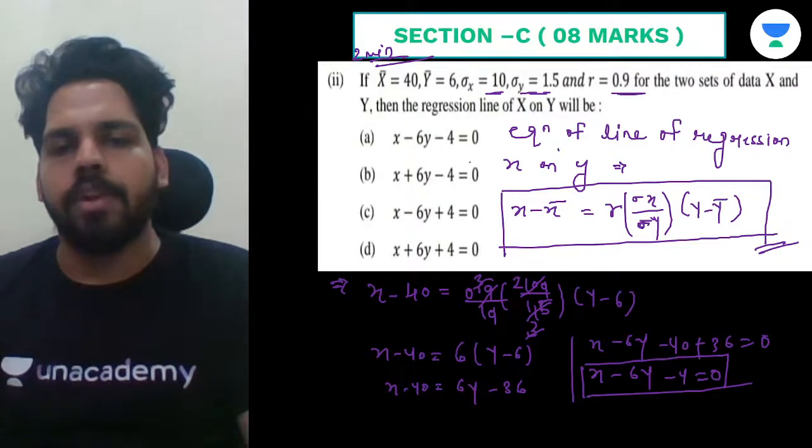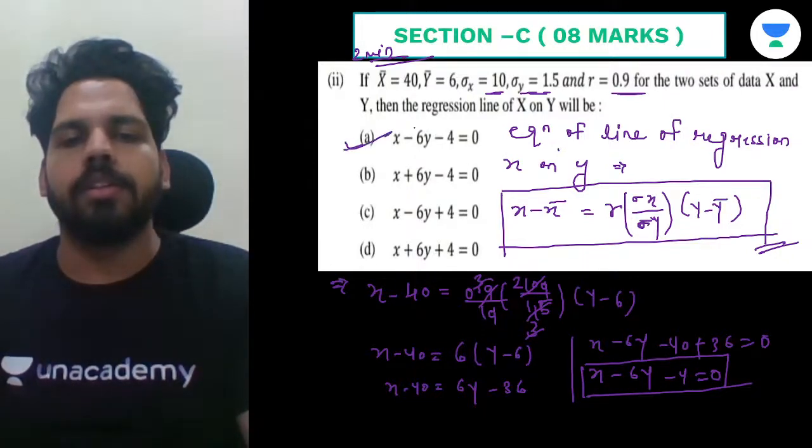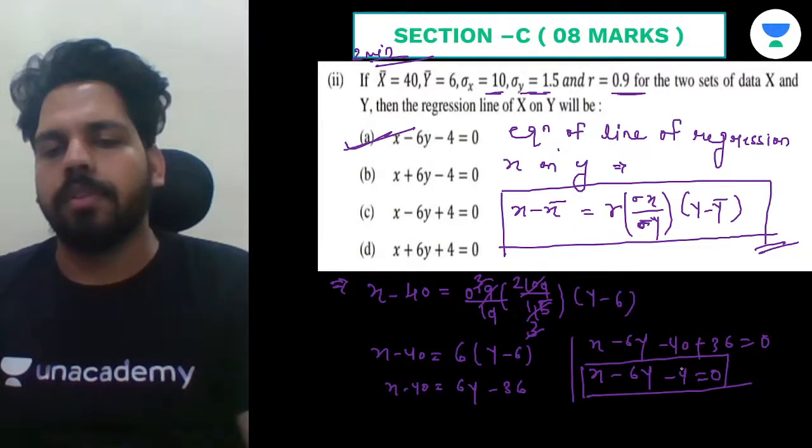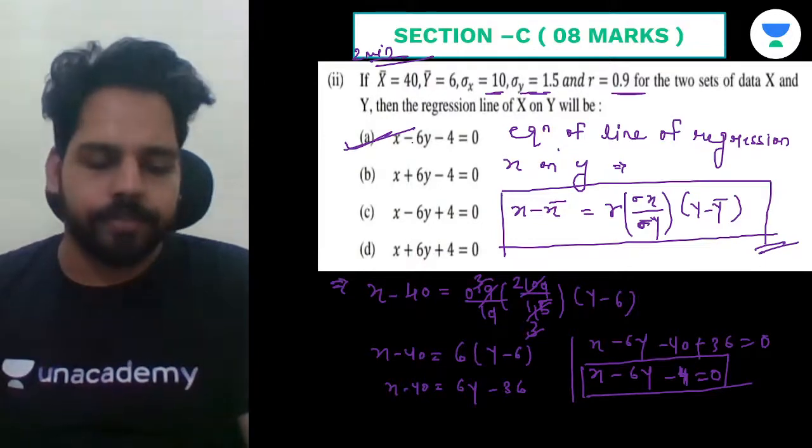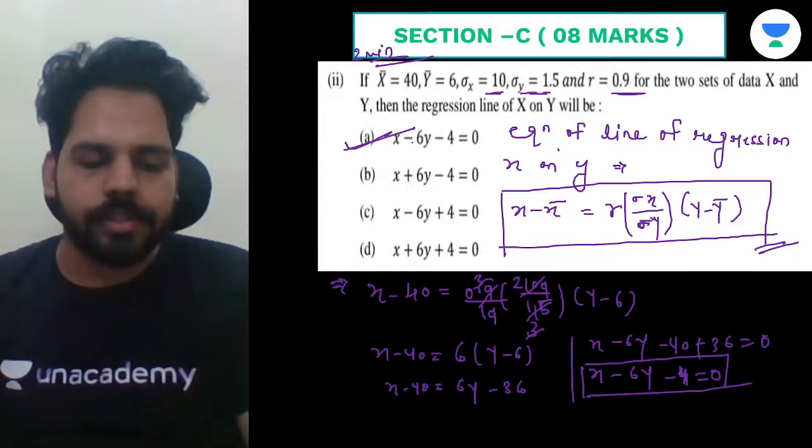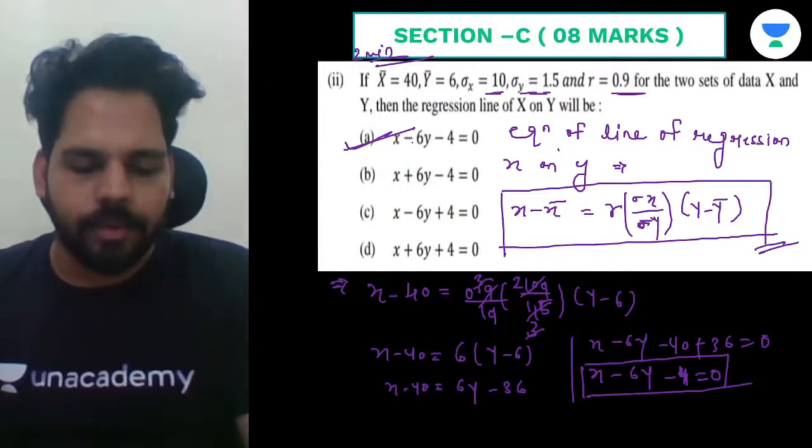So which option will be correct? Option A will be correct. Right? This is 4 actually. Okay. So option A will be the correct answer. I hope you understood this.